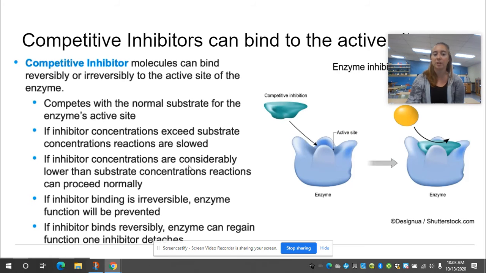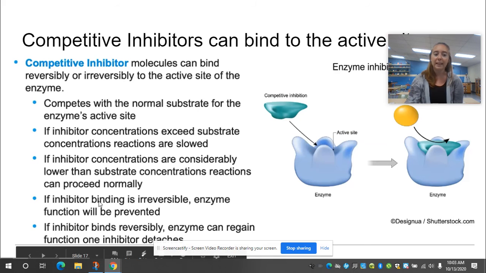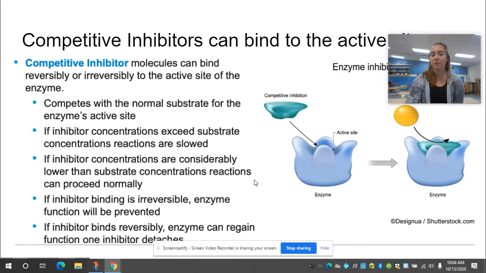If our inhibitor concentration is very low compared to our substrate, then the reaction can happen normally because they're going to bind. It's a numbers game. If we've got lots of substrate and not many competitive inhibitors, our substrate's going to do just fine and get to those sites. But if every single time a competitive inhibitor jumps in there and takes that site, and there are too many of them, then it's going to slow down. If the inhibitor binding is reversible, then that's fine. As that inhibitor gets off that spot, the enzyme can function again. But if that inhibitor binds and it's irreversible and can no longer detach, it's stuck there forever, then that enzyme is useless to us and we can't use it.